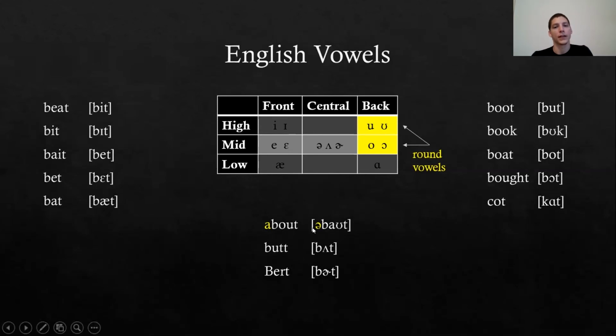and then we have some central vowels where the tongue is just kind of hanging out in the middle. So these two vowels are kind of similar. They're about the same. They both sound like the vowel in about, or in but. And then we have one more vowel that's also mid and central, which is like in Bert. And so these are all of the different vowels in English and the features that make them up.